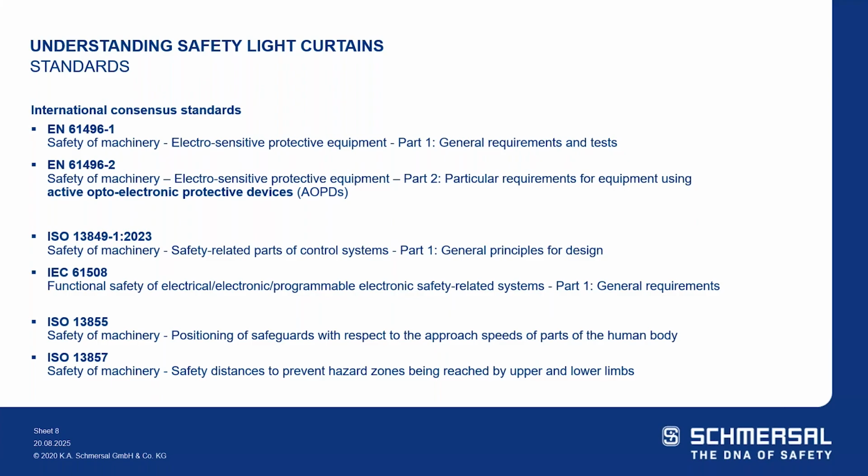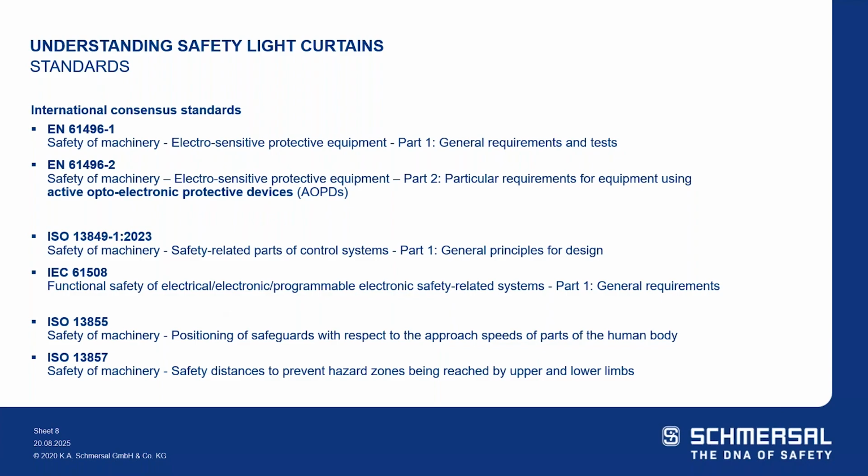In addition, you have your ISO 13849, the safety of machinery, safety-related parts of control systems, general principles for design, Part 1, and IEC 61508, which is your functional safety of electrical, electronic, programmable electronic safety-related systems, general requirements, Part 1, as well as your ISO 13855 and 13857, which will contain safe distance calculations.